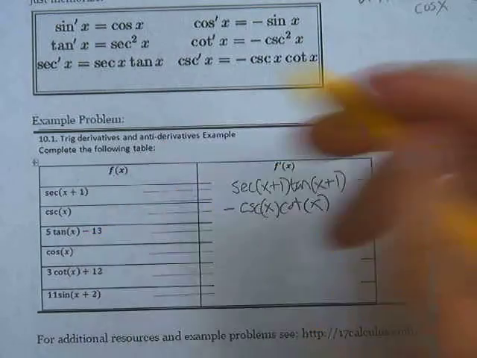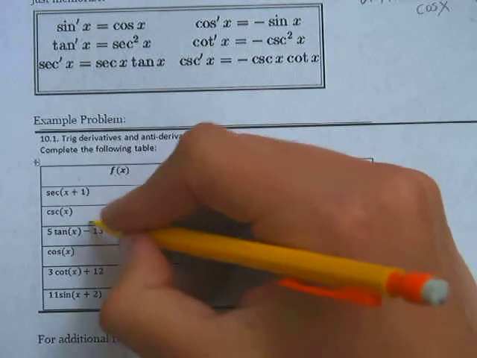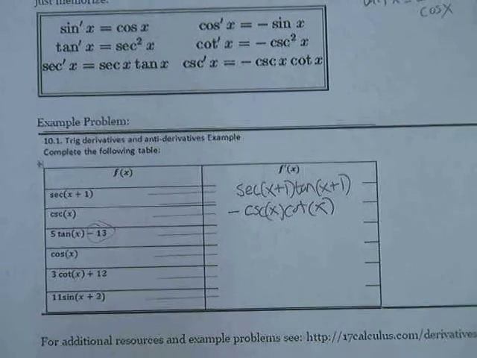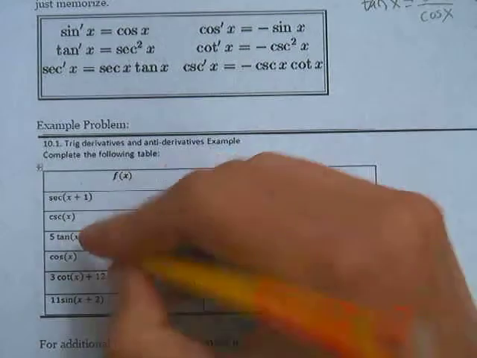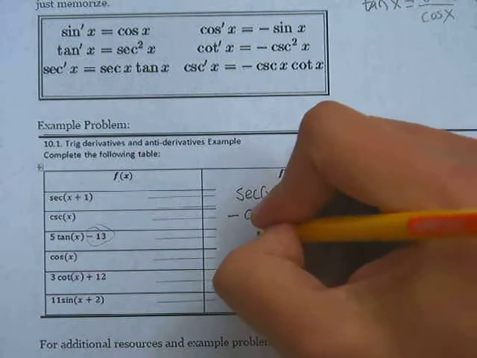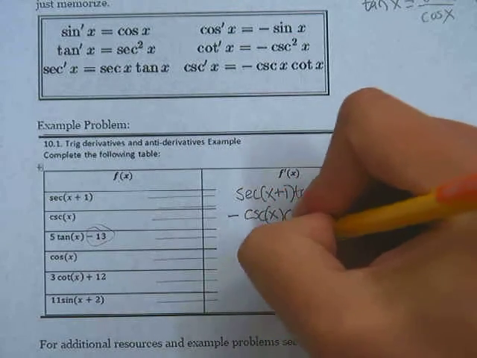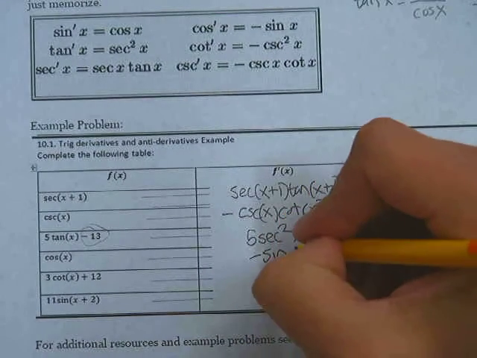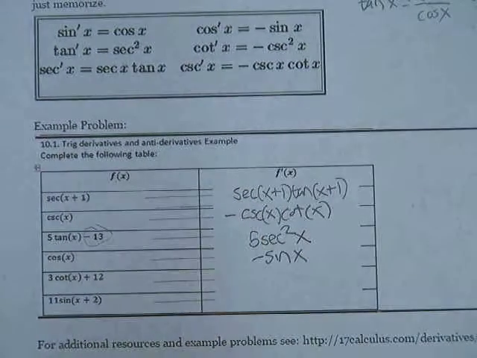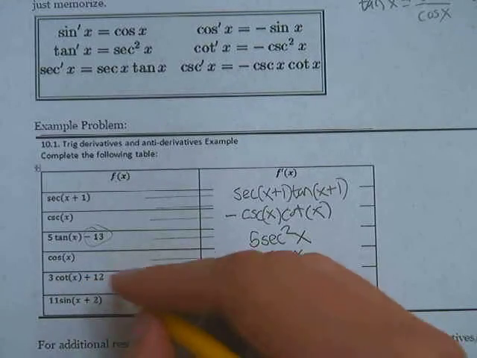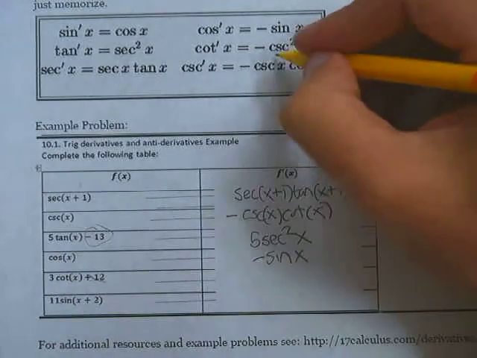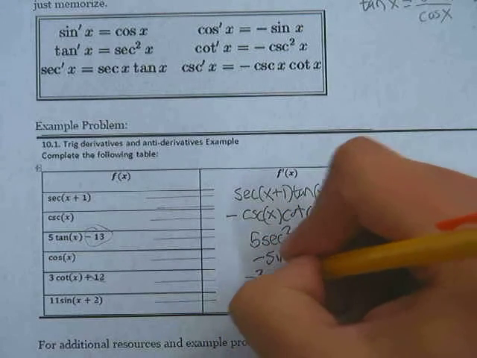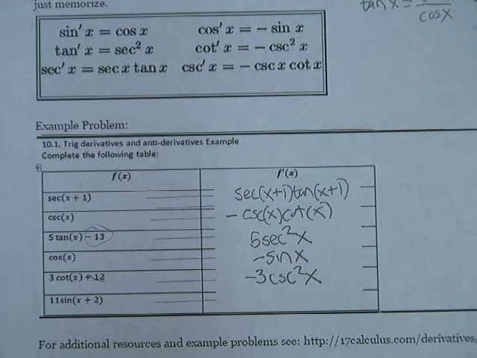All right, 5 tangent. Okay, first of all, this minus 13 just goes away because the derivative of a number is 0. So all we have to do is take the derivative of 5 tangent of x, so it's just 5 secant squared of x. That was easy. All right, cosine goes to negative sine. 3, okay, we got another plus 12, so let's deal with the cotangent now. It's negative cosecant squared x, so we have negative 3 cosecant squared x, and that's it.